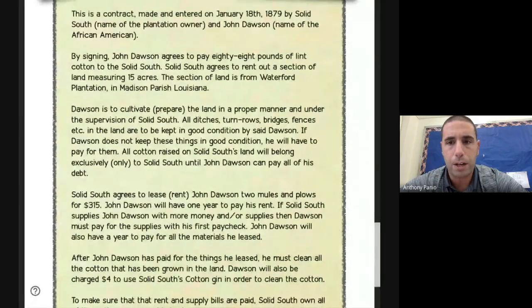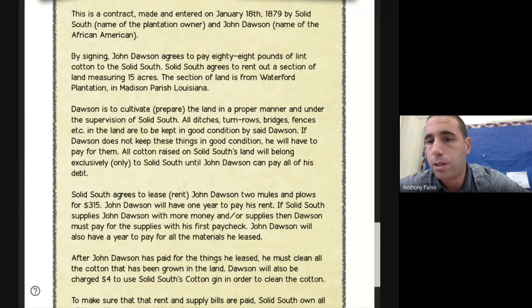Dawson is to cultivate and prepare the land in a proper manner and under the supervision of Solid South. All ditches, turn rows, bridges, fences, etc. in the land are to be kept in good condition by said Dawson. If Dawson does not keep these things in good condition, he will have to pay for them. So if something breaks, it's his responsibility. All cotton raised on Solid South's land will belong exclusively to Solid South until John Dawson can pay all of his debt. So the rakes, the machines, they are all the Solid South's until he pays back his debt.